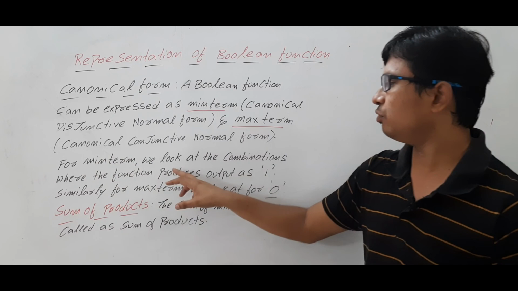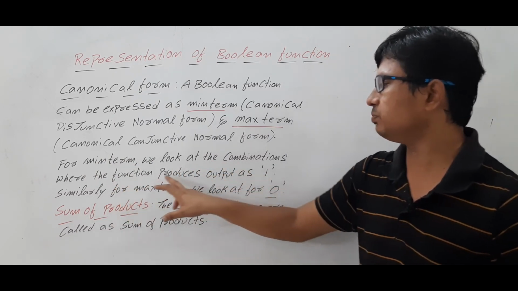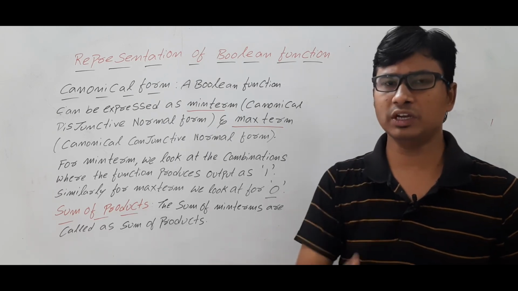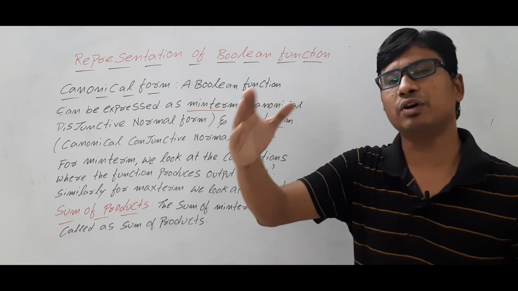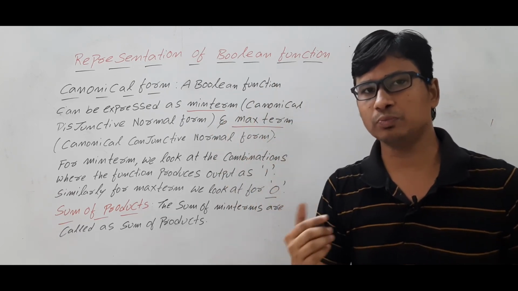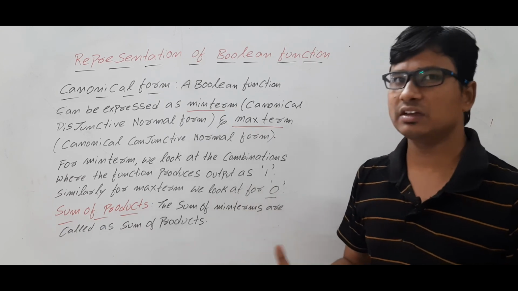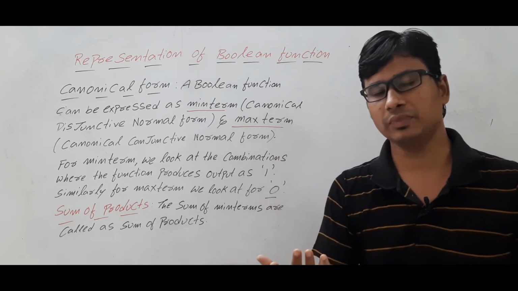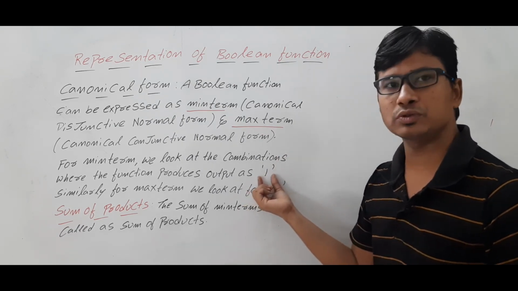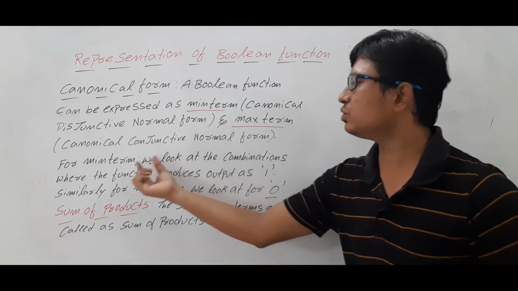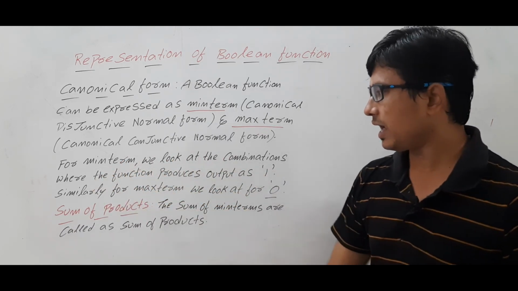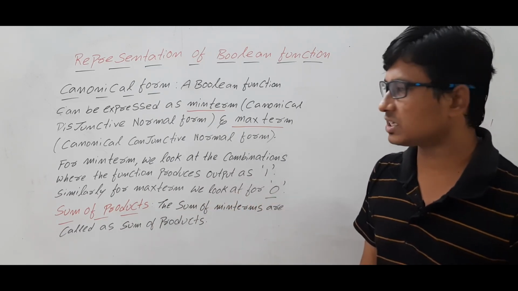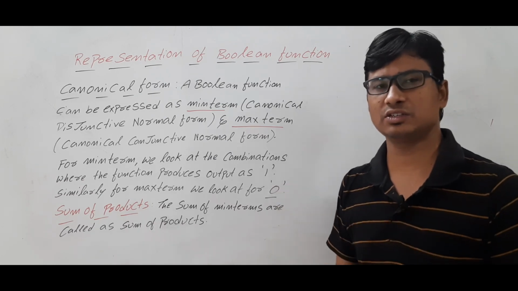Now for a min term, we look at the combinations where the function produces output 1. In the last video, I took a Boolean function and discussed for what inputs it gives 1 and for what inputs it gives output 0. If you take any Boolean function, it either produces output 1 or 0. Am I right or wrong? Whenever it produces output 1, for those inputs we call it a min term. And similarly for max term, we look at output 0. Are you able to understand it or not? If you do not understand, don't worry, I will discuss with an example.